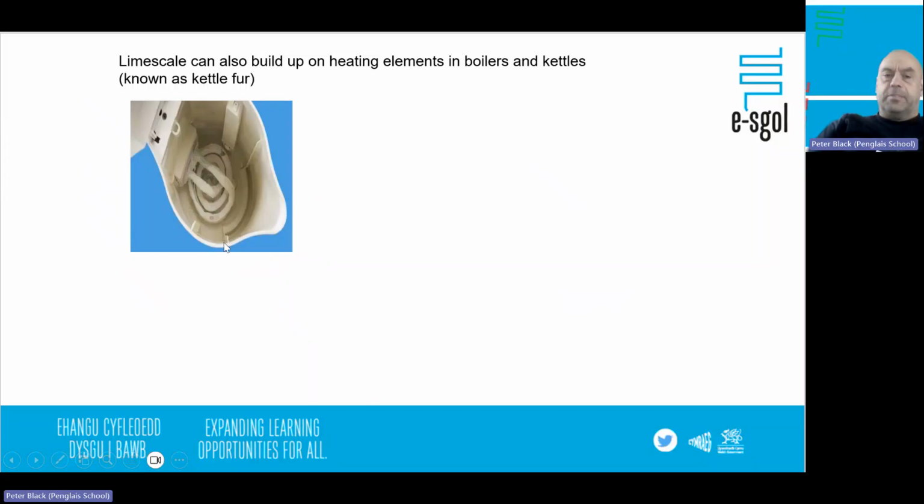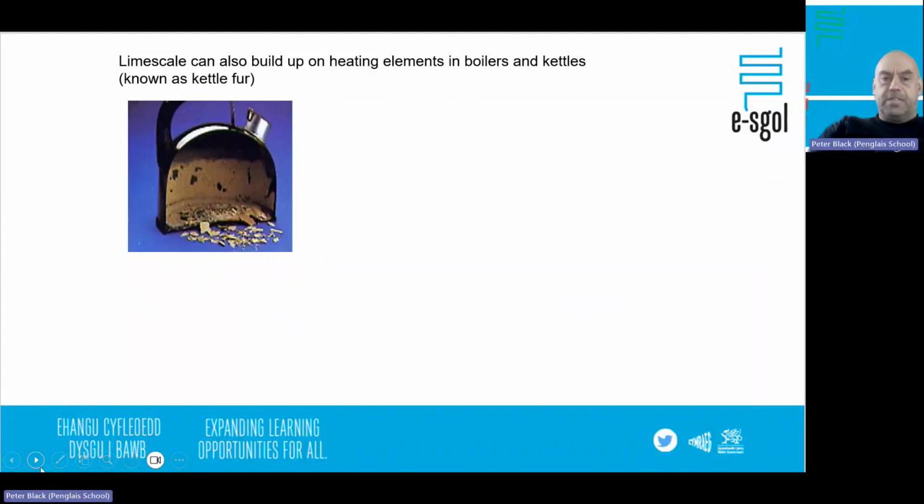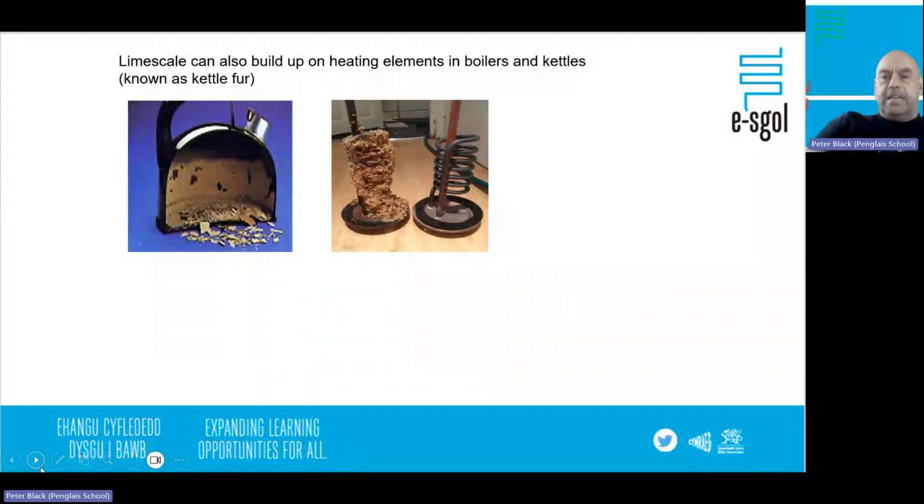Kettle fur is basically limescale that's formed in a kettle, and it coats the heating element of the kettle with this kind of chalky powder. It's actually calcium carbonate that's forming, or limescale. You see it in this kettle here as well. And even worse than that, it can actually also form on heating elements in boilers. So you can see this is what the boiler heating element should look like, and this is what's happened once limescale's formed on the heating element.